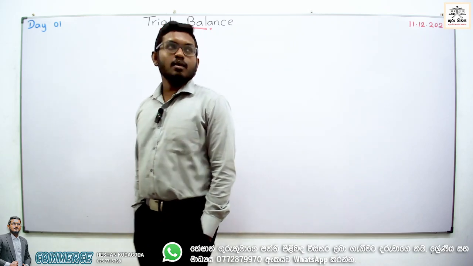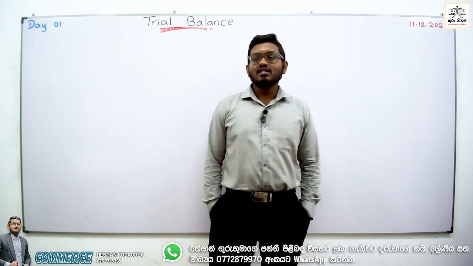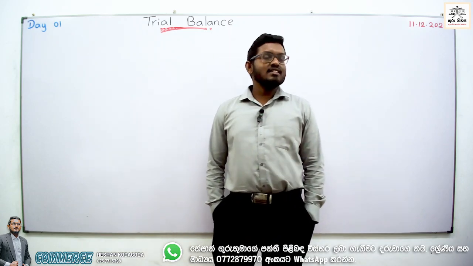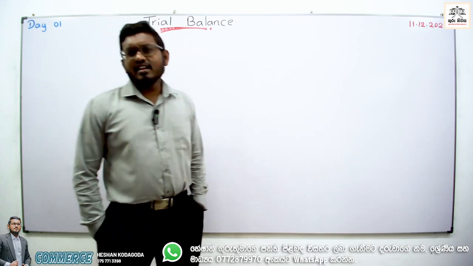We discussed the cash book, petty cash book, bank account, right? Purchase journal, sales journal, general journal. So more than, I think, 4 months.